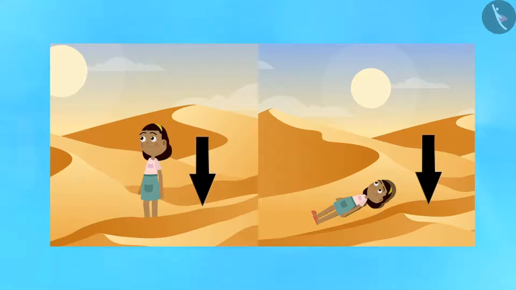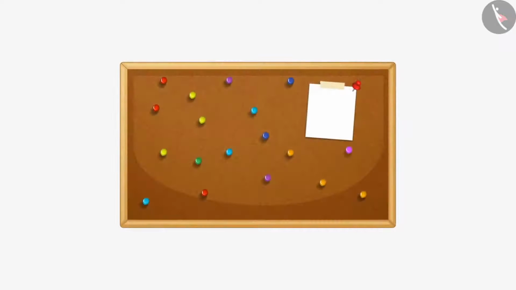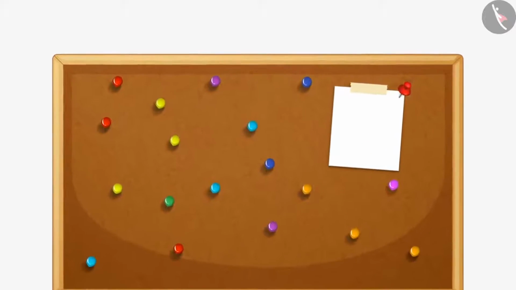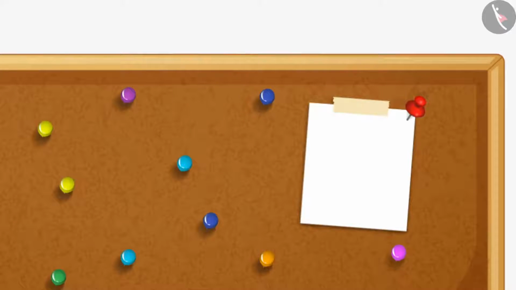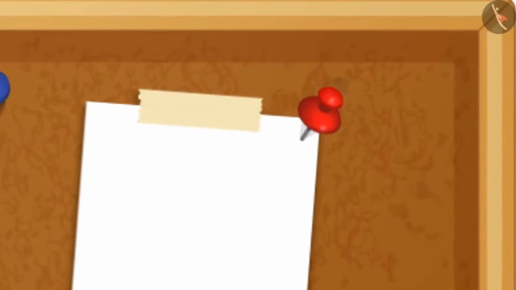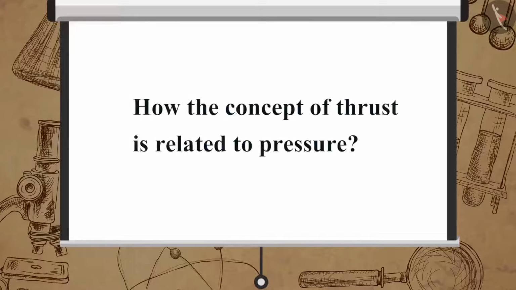But why did you start sinking in the sand while you were standing and not while you were lying down on it? To understand it better, let's look at another situation. Have you ever fixed a poster on a bulletin board with the help of drawing pins? You will have to apply force on the head of the drawing pin. The force on the drawing pin is perpendicular to the surface area of the bulletin board. This force acts on a smaller area on the tip of the drawing pin. Now let's understand how the concept of thrust is related to pressure.